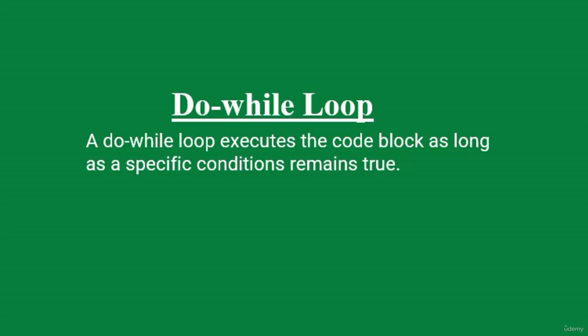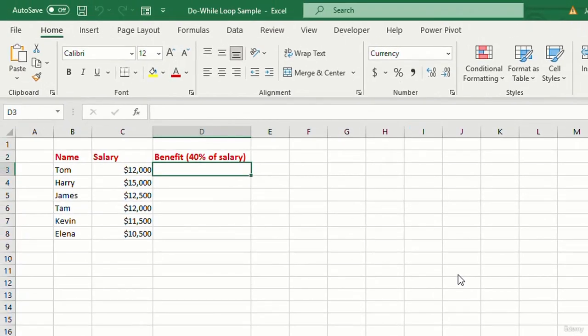Let me show you an example using a spreadsheet so that you can understand it better. Okay, so this is our data set, and here we want to calculate the benefit of each employee using their salary, and the formula for doing this is 40% of each employee's salary. We already know their salary, and we are asked to look for the benefit of each employee, and the formula to get it is 40% of each employee's salary.